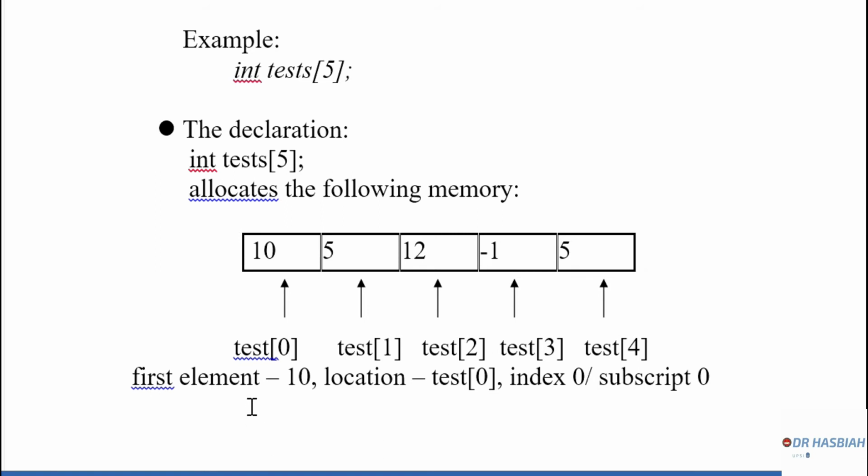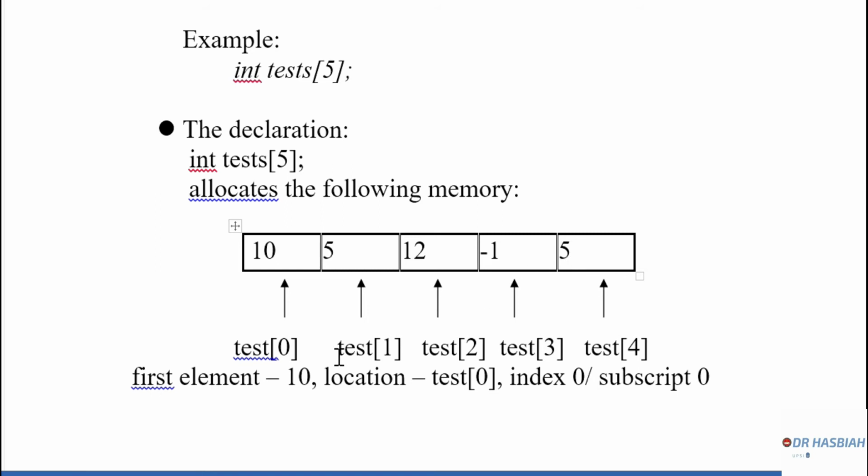So we put here test[0], meaning test is your array name, and the 0 here is the index. We call it the subscript or index. How do we read test[0]? The element is 10. Test[1], the element is 5. Test[4], the element is 5 here.